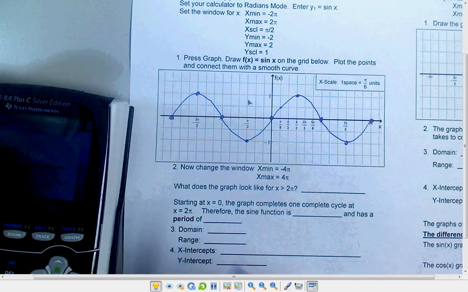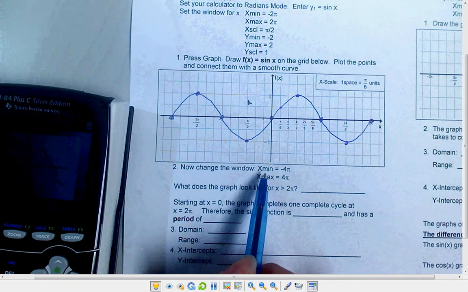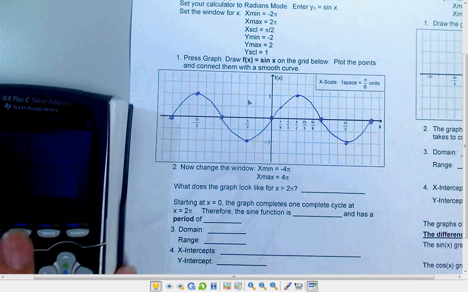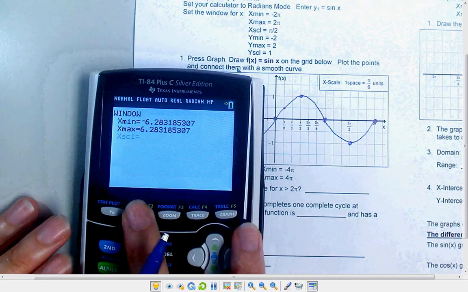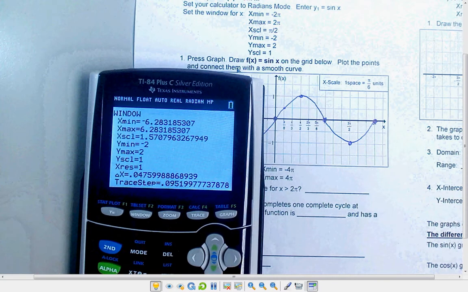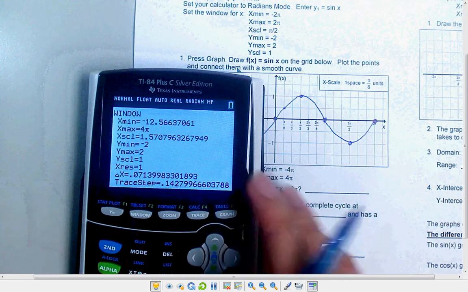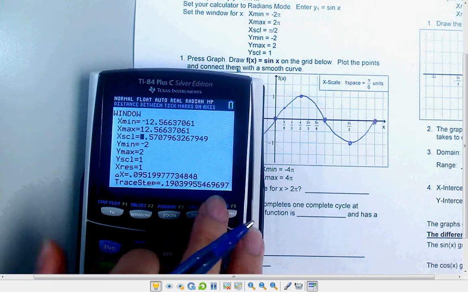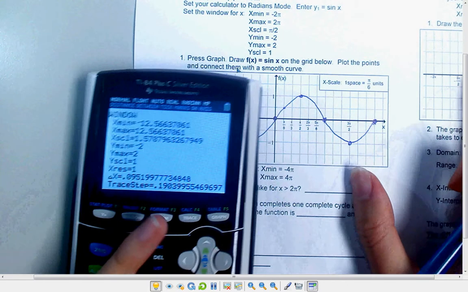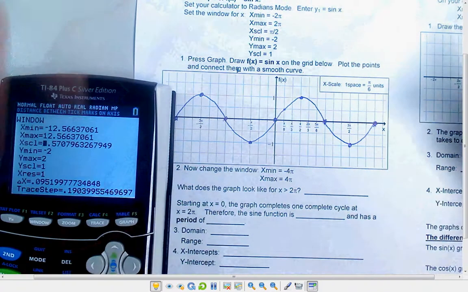The next thing we're going to do is change our window to an x minimum of negative 4 pi and an x maximum of 4 pi. So back to window. Our x minimum is negative 4 pi. X maximum is also 4 pi. And so when we graph this, what we're really trying to do is see what happens when we zoom out, what's happening in the rest of your graph.